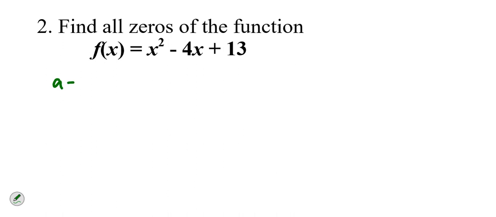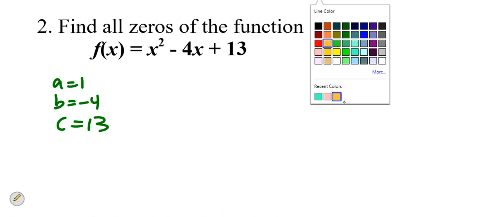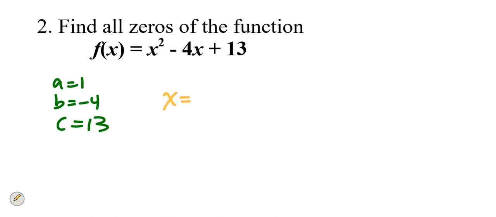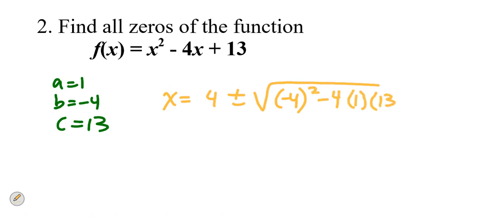Right, a is 1, b is negative 4, c is 13. Let's go ahead and plug things in. Here we go. So x equals negative b. All right, b is already negative, so we're going to put a 4, plus or minus the square root of b squared minus 4ac, all over 2a. All right, so this is what we're going to do because I can already tell that this part is going to be bigger than this part, can't you?